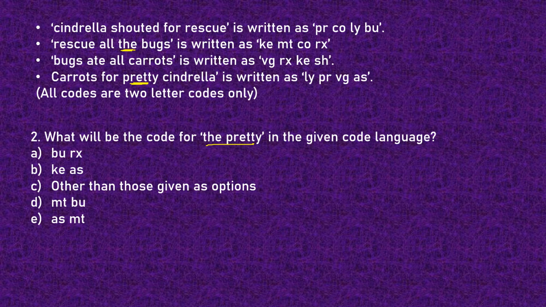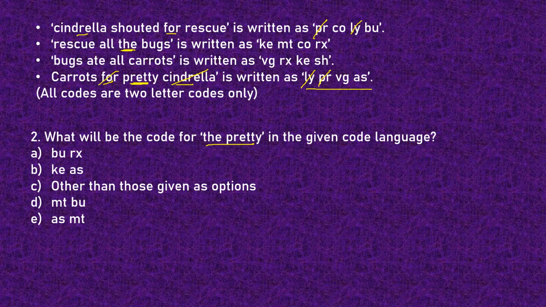Now pretty, we'll be going with the elimination method for this. In order to find which of these 4 codes stands for the word pretty, we'll be going with the elimination method. Cinderella is common in the first and the fourth statement, and for is also common here. So we cancel these out. PR is present in both the statements, so it cancels out here. And LY is also common, so that means out of PR and LY, one of the codes stands for Cinderella and one stands for for.